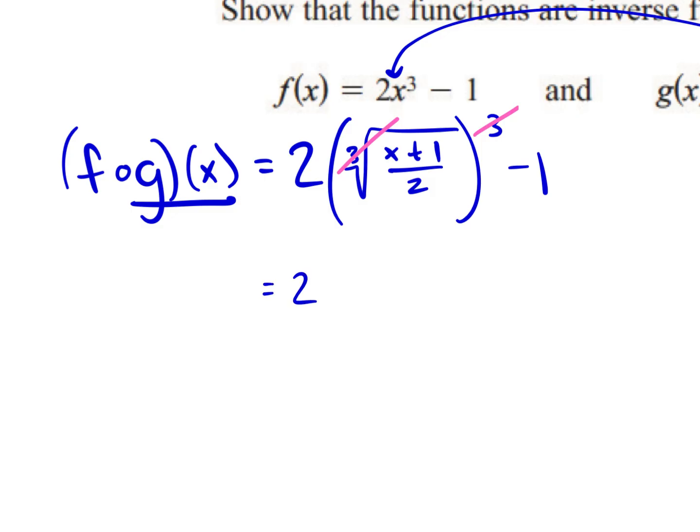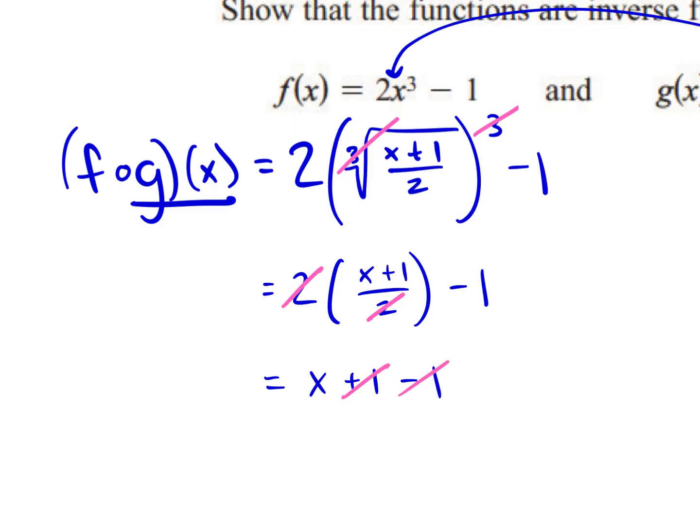So we have 2 times x plus 1 over 2, minus 1. Anything else cancel? The 2's. We're multiplying by 2 and dividing by 2 here. So those will cancel. Then we're just left with x plus 1 minus 1. Once we are just adding or subtracting, we can drop the parentheses. Then we have plus 1 and minus 1 that'll cancel. So we're just left with x.